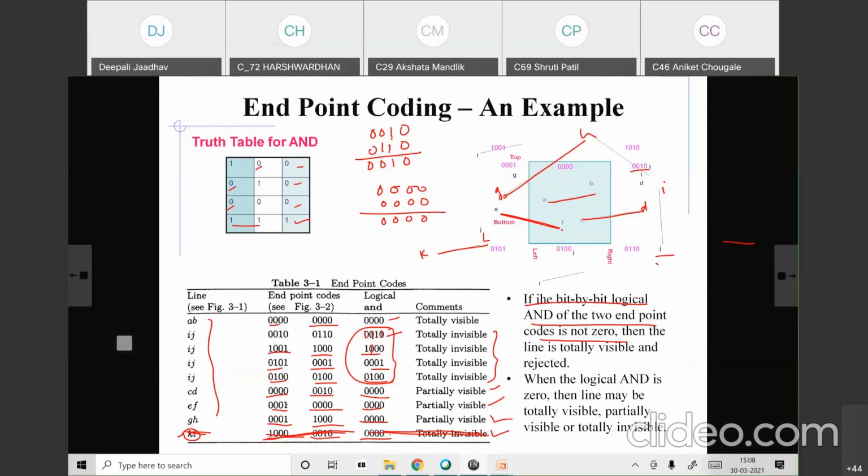When the logical AND is 0, can we say anything? No. It may be totally visible, totally invisible, or partially visible. Anything may be there. If the result is 0, it may be totally visible. In this case, AB is totally visible. But CD is partially visible, or it may be totally invisible. Any case may occur if the result of the logical ANDing is 0. But if the result of the logical ANDing is non-zero, then the line is totally invisible. We can reject such lines.